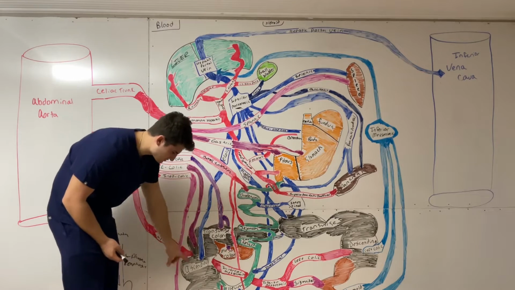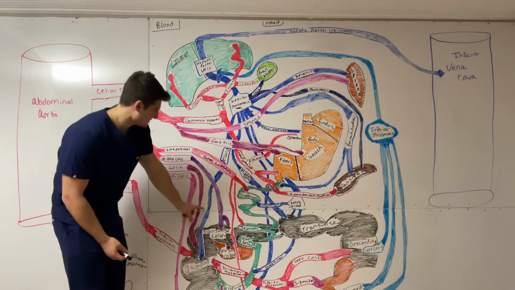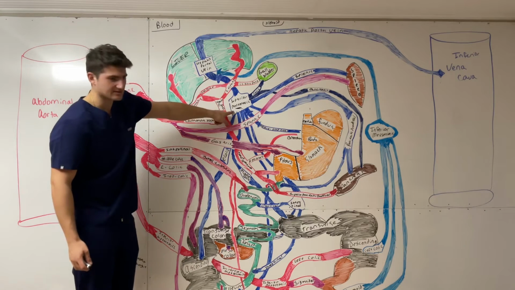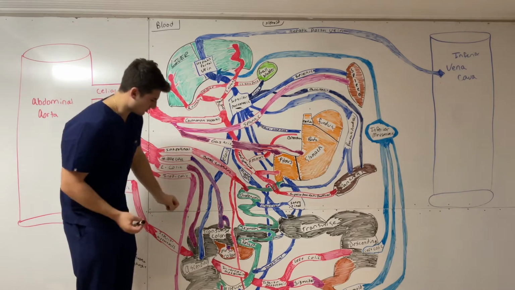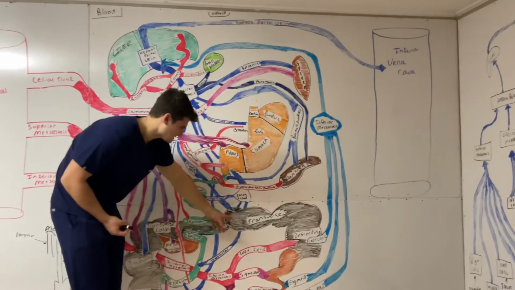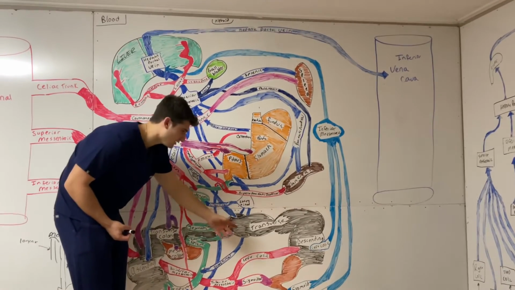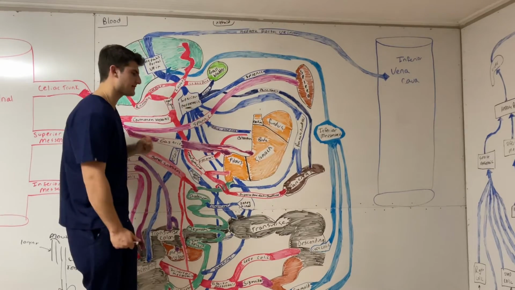The ascending colon is what? The large intestine, right? The first part of the large intestine. So it's going to take blood up into the superior mesenteric vein. The next one is the middle colic. The middle colic is going to supply where? The transverse colon. It's going to receive blood from the transverse colon, send it up into the superior mesenteric.